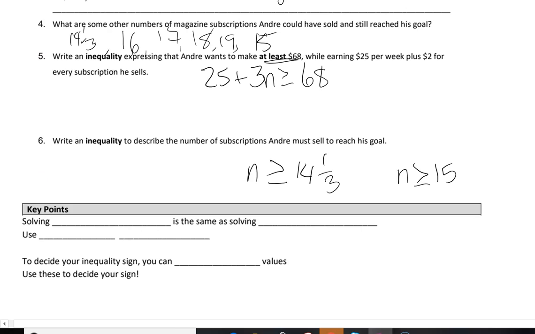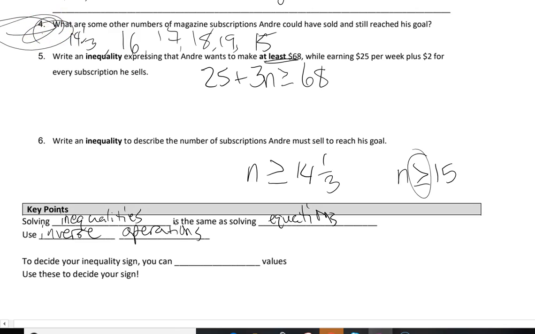So for our key points for this one, you guys, solving inequalities is really the same as solving equations. By the same, I mean the steps are the same in that we can still use inverse operations. And to decide our symbol right here, think about what we did on number 4. We just thought about which of these work. We said 14 1/3 works, so 16 works. What we did was just pick a value, or we substitute in our values.